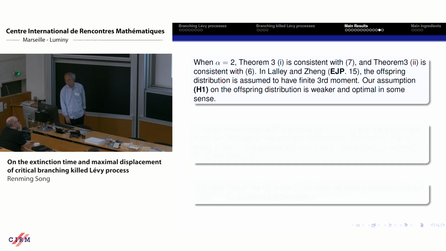Okay. So when R equals 2, the first result is consistent with the result of, I think it's Lalley and Zheng. And the second result is also consistent with what Lalley and Zheng proved in the case of branching Brownian motion. But of course, their offspring distribution satisfies the third moment condition, and they deal with the spatial motion being Brownian motion. Our offspring distribution assumption is weaker. In some sense, our assumption on the offspring distribution is optimal.